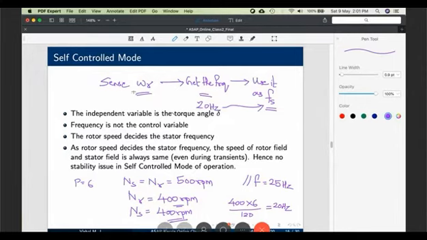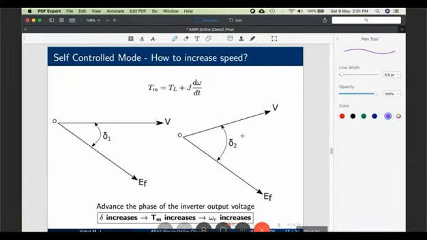So understand, in self-controlled mode, the stator follows the rotor. Not in terms of delta. What I'm saying is that the rotor speed decides the speed of the rotating magnetic field, not the other way around. Earlier, the RMF speed decided the rotor speed. Now it is just the inverse of that. The rotor speed decides the stator RMF speed. Now, how to increase the speed of such a machine?